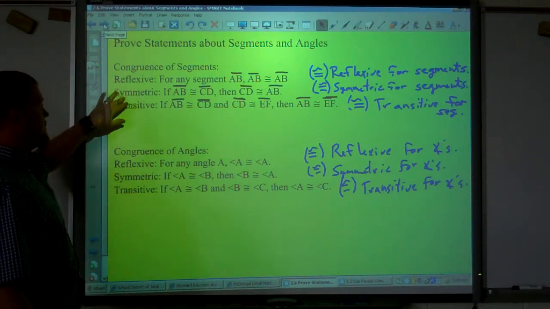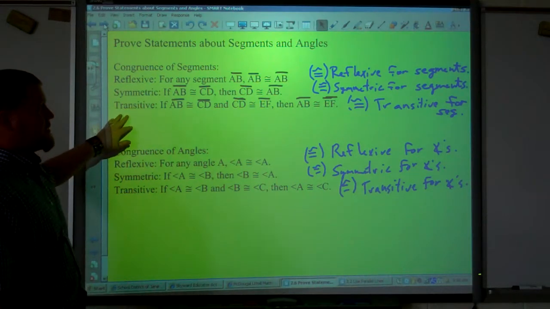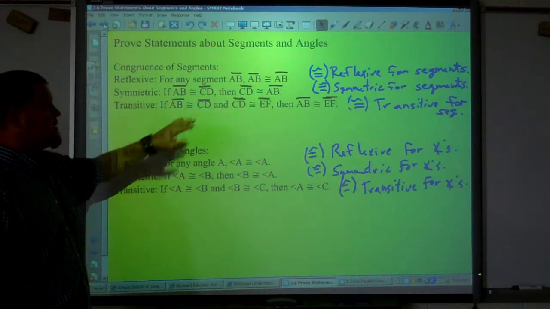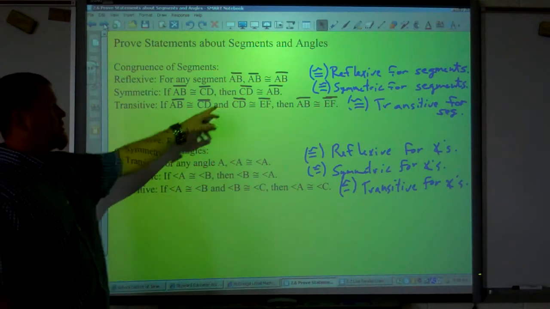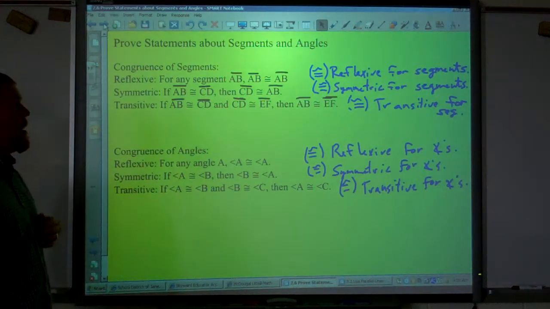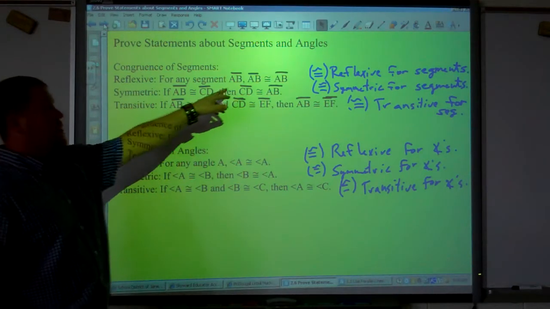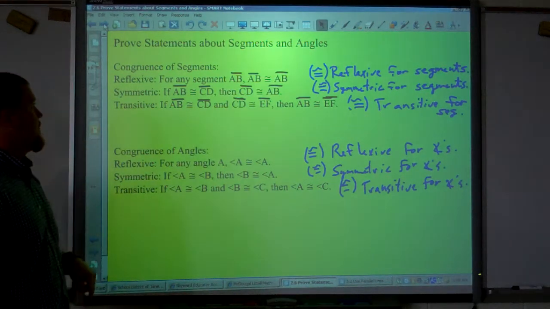Again, reflexive, symmetric, and transitive. We had these for our rules for equality. They also apply to congruence. Remember, segments are congruent and segment lengths are equal. Alright, reflexive again, where a segment is congruent to itself.